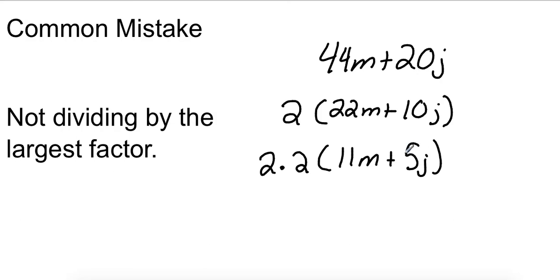And now I know that these two terms don't share any common factors, and on the outside I have 2 times 2, which is just 4. 4 times 11m plus 5j.